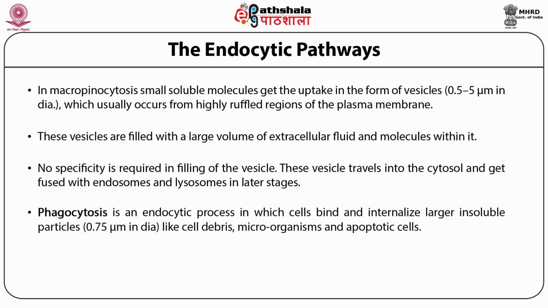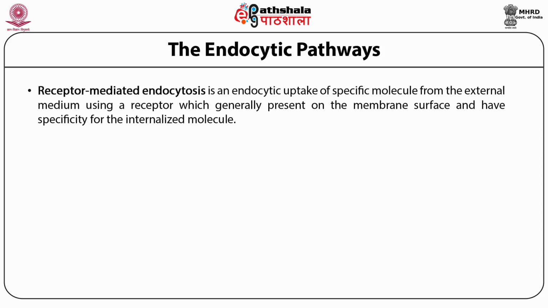Phagocytosis is an endocytic process in which cells bind and internalize large insoluble particles, which are basically larger than 0.75 micrometer in diameter, like cell debris, microorganisms, and sometimes apoptotic cells. Receptor-mediated endocytosis is an endocytic uptake of specific molecules from the external environment using a receptor, which is generally present on the membrane surface and has specificity for the internalized molecule.